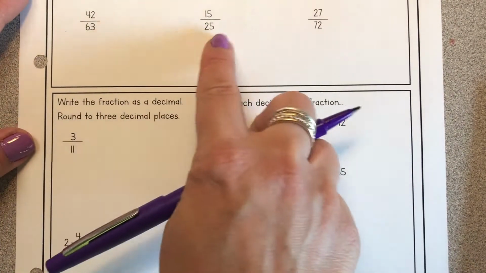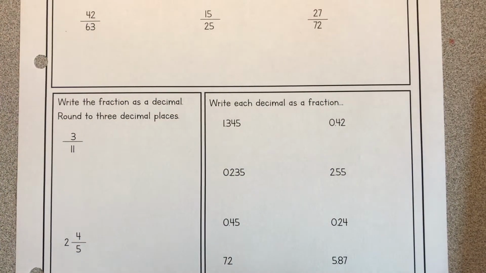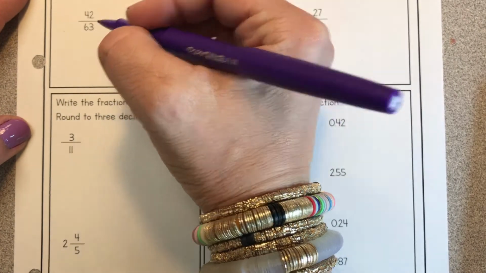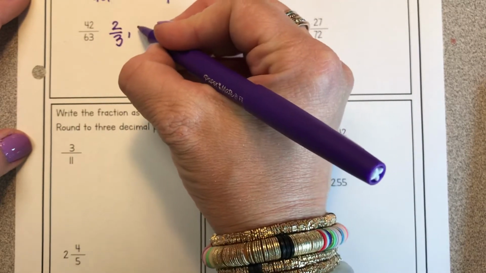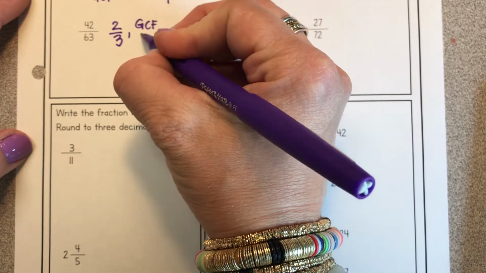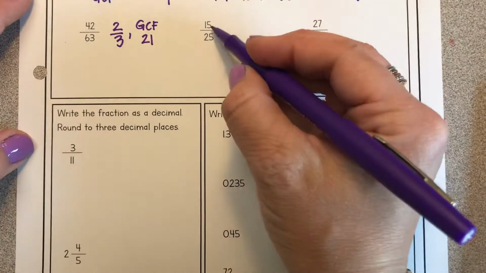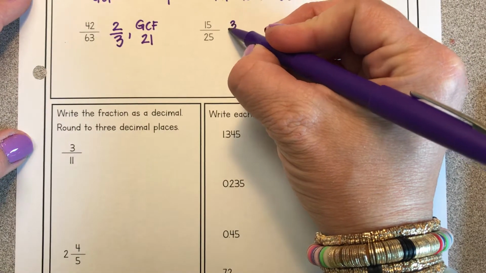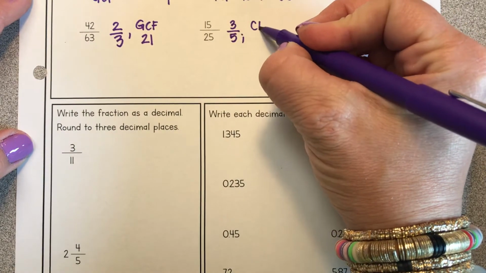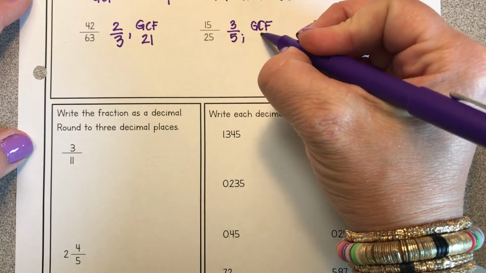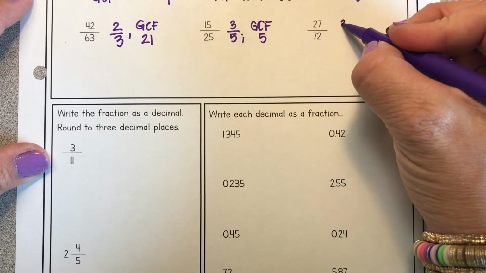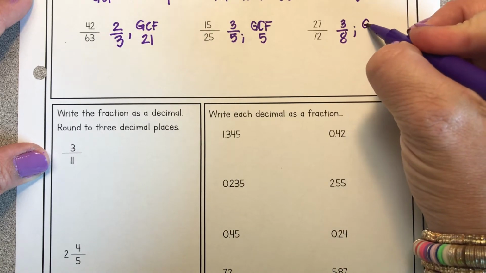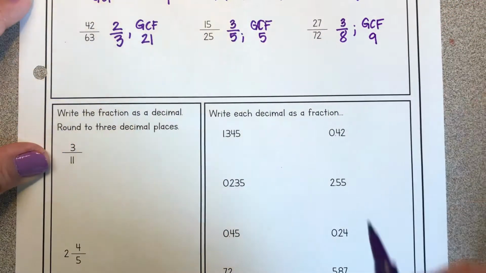So why don't you try these 3, and let's see what you get. Okay, on 42 over 63, you should have got 2 over 3 with a GCF of 21. On 15 and 25, you should have got 3 over 5, with your GCF of 5. And then on this third one, you should have got 3 over 8, and your GCF was 9.